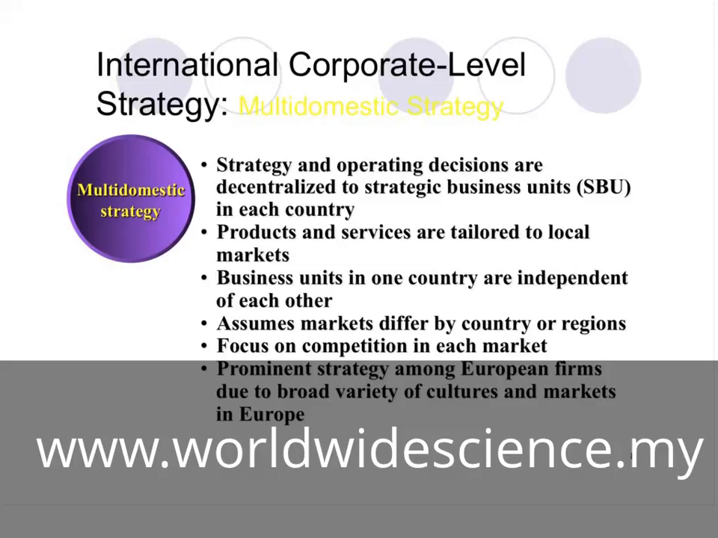So for international corporate level strategy, in a multi-domestic strategy, operating decisions are decentralized to strategic business units in each country. So you are trying to decentralize every single business unit. And then your products and services are tailored to local markets. So you try to tailor every single product and service according to the local market that you're going to. And then business units in one country are independent of each other. So basically, the business units that you have are not dependent on each other. And then the assumption is that markets differ by country or region. So you're assuming that by going from one country to another, they are actually different.